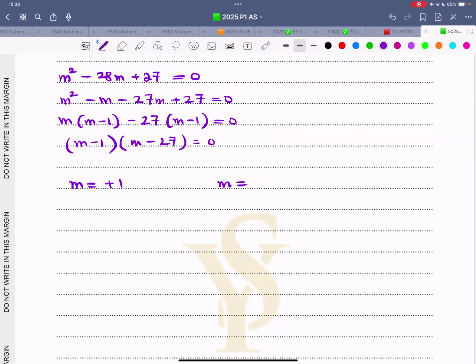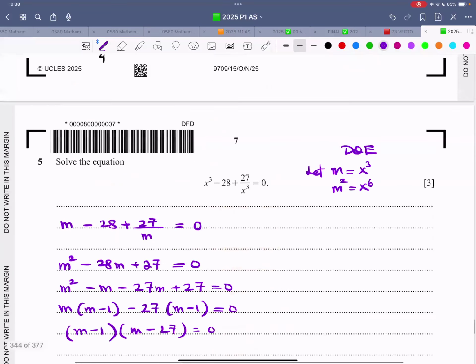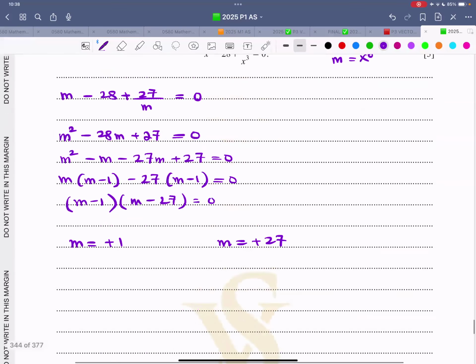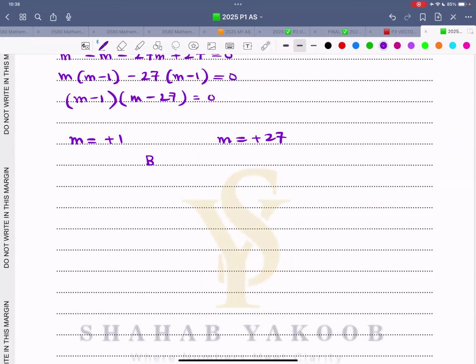I'm deliberately focusing on the positive side. So now m equals x cube. So x cube is 1. Therefore, x is the cube root of 1, the positive cube root. Cube root of a positive number is positive. x cube is 27, so x is the cube root of 27, which is 3. So x is 3, x is 1. That is the answer up till here.